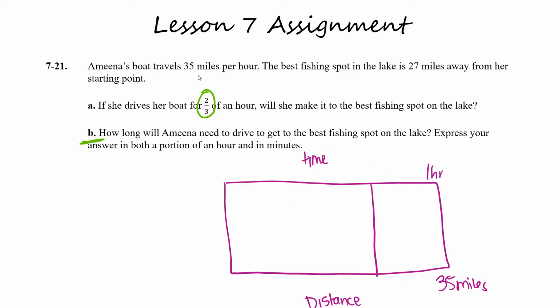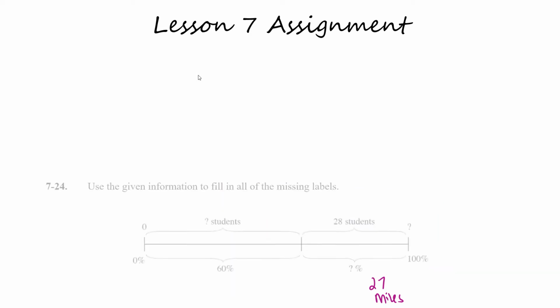For part B, you're going to have to go backwards, and you're going to have to figure out how long it will take her to go 27 miles. So my hint for you here is to figure out the distance between 35 and 27 and try and break that up into some parts that you can make sense of. All right. Answer in both a portion of an hour and in minutes, okay?